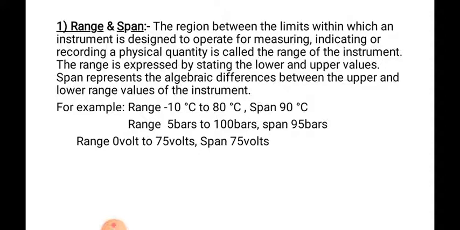The region between the limits within which an instrument is designed to operate for measuring, indicating or recording a physical quantity. If the instrument measures from minus 10 degrees Celsius to 80 degrees Celsius, and we give some unknown input, the instrument will measure the reading between minus 10 and 80 degrees Celsius, as well as indicate it on the display panel or record that reading. That is nothing but the range of the instrument.